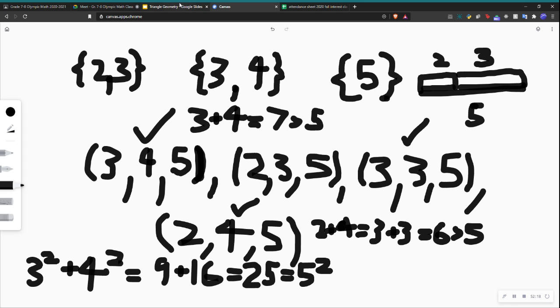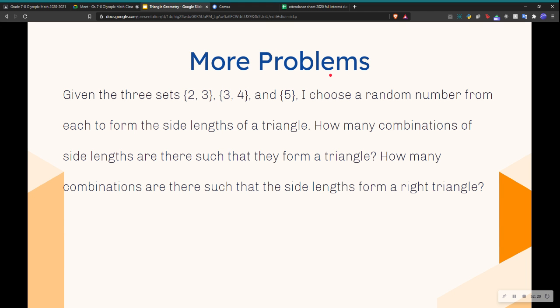So that's the question. Sorry, any questions about this problem? So I guess there's 3 combinations for the first part, and then there's only 1 combination for the last part. Any questions?